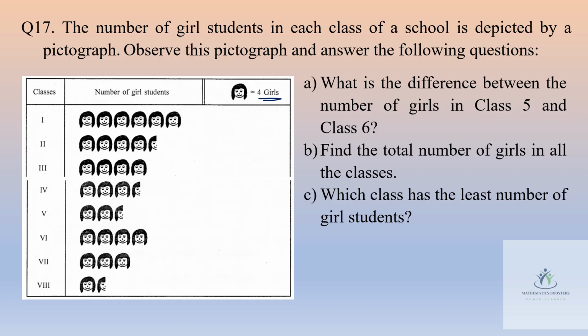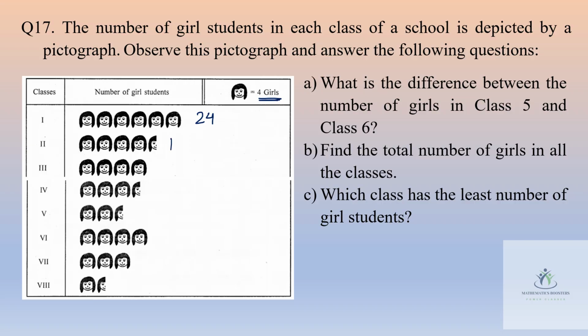So this shape represents 4 girls. First, count how many girls are there in class 1, 2, 3. How many symbols are there? 1, 2, 3, 4, 5, 6. That means 24. 1, 2, 3, 4: 4 complete and 1 half.